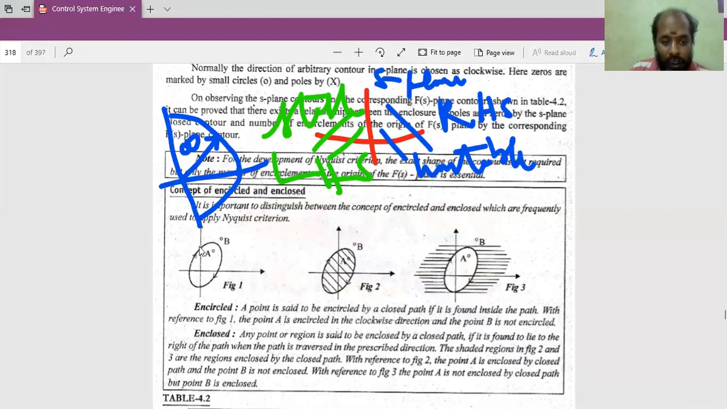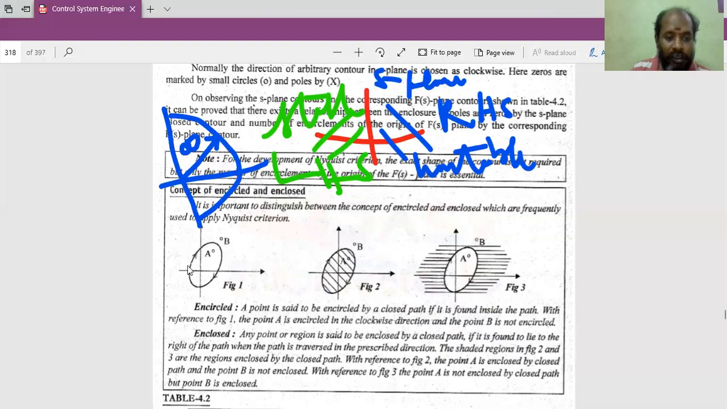We say this A is being enclosed. You can see it here. This has been enclosed actually, and it is also encircled. To the right side of this traveling path, if any point lies inside the traveling path, you call it an encirclement, and if a closed path covers a point, you call it an enclosement. Very simple. This is the traveling path in this direction.